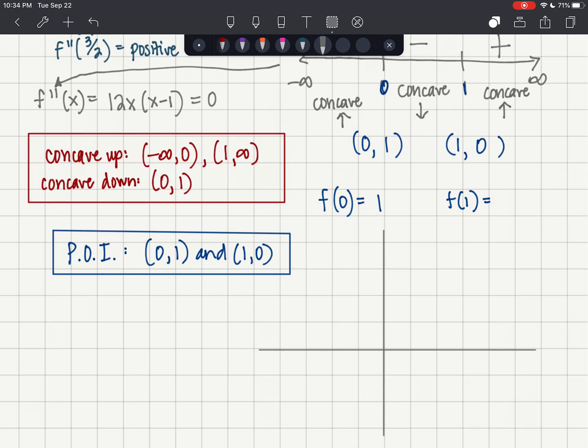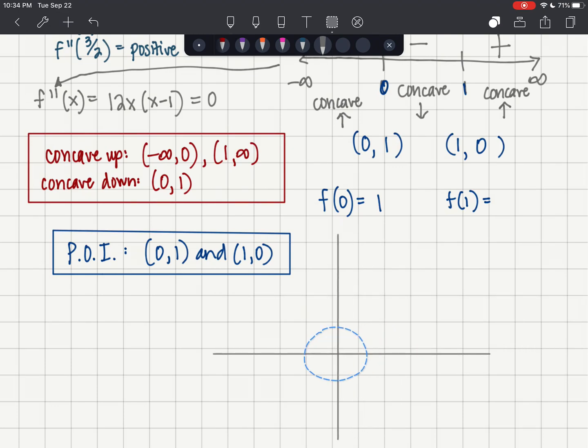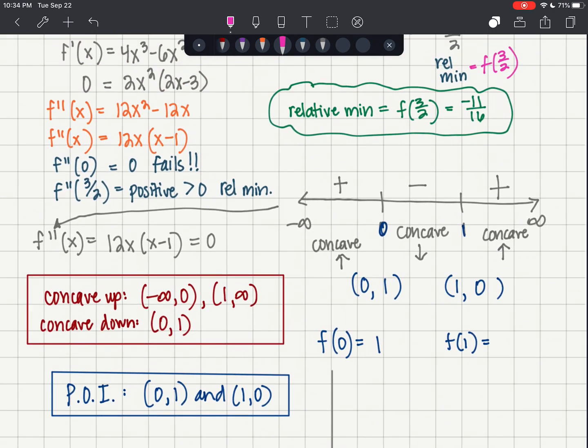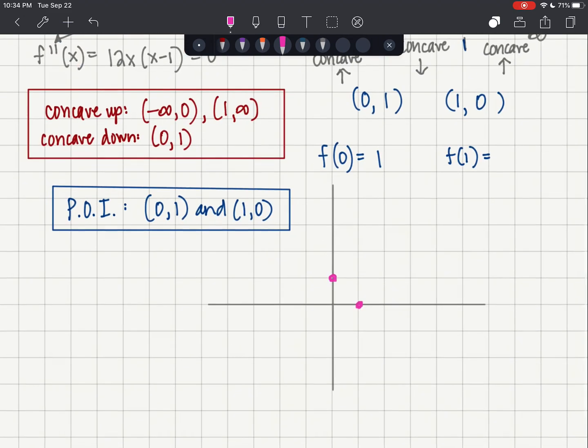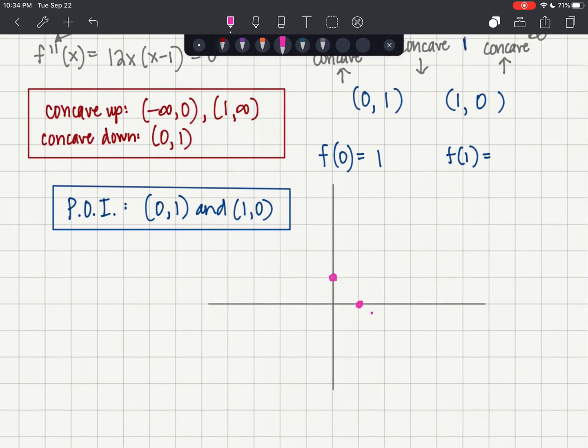Okay. Now, I'm going to move this over because things are happening at 0 and 1, right? Things are happening at 0, 1, and 1, 0. These are important parts of the graph because our concavity is changing here. We also have a relative min. Where's that relative min occurring? At 1.5, comma, negative 11/16. So somewhere right here, negative 11/16 is going to be a little bit more than 1/2. So we've got this happening.